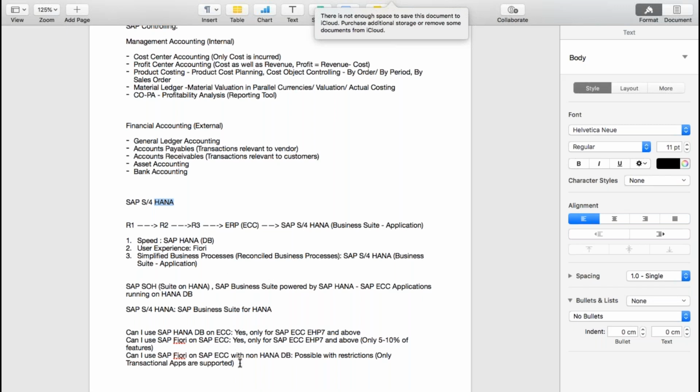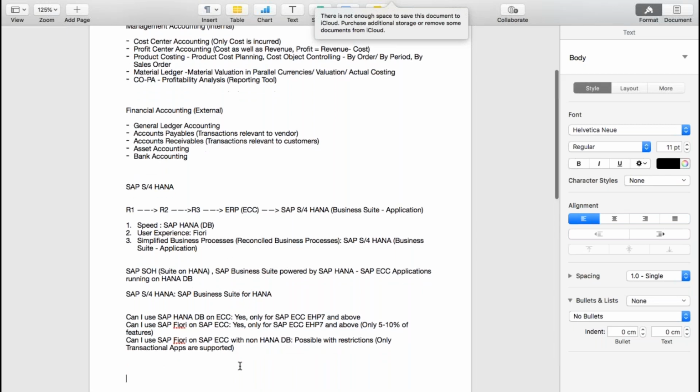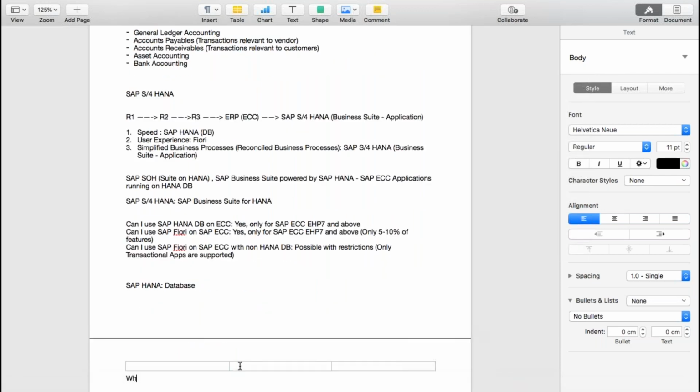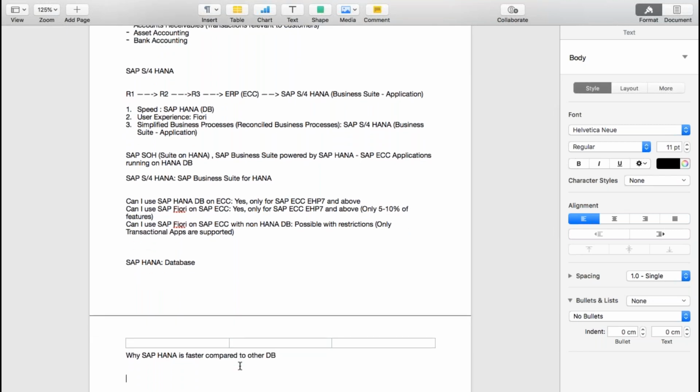Okay, so let me now tell you why we need HANA. What is HANA and why do we need HANA? So we already agreed that SAP HANA is what? SAP HANA is just a database, right? SAP HANA is just a database. Now the question is why SAP HANA is faster compared to other databases. Okay, so let's start with this.